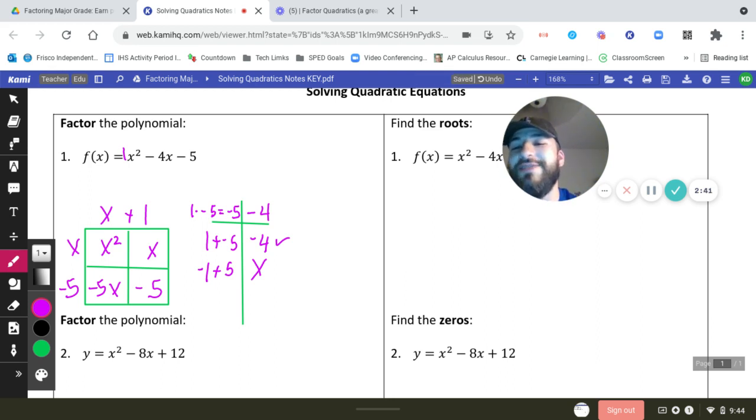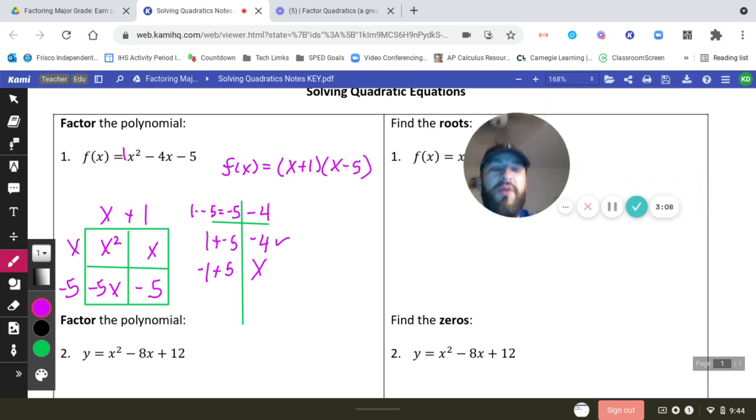X times x is x squared, 1 times x is x, x times negative 5 is negative 5x, and 1 times negative 5 is negative 5. X squared is 1x squared. X and negative 5x does make negative 4x, and negative 5 is negative 5. So our factored form without our GCF in front is f of x is equal to x plus 1 and x minus 5.